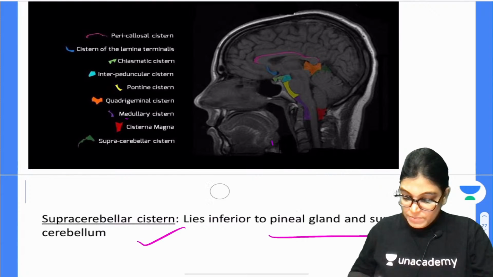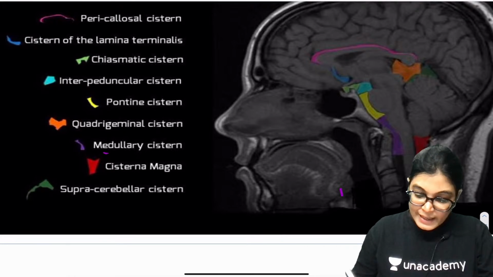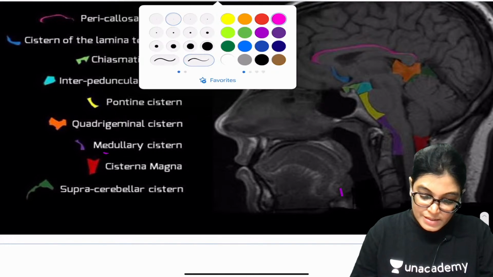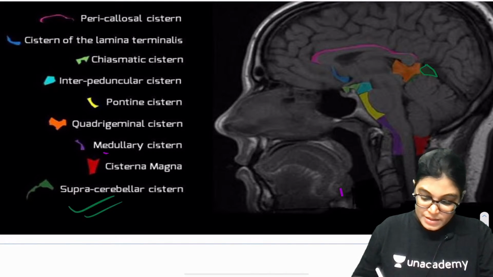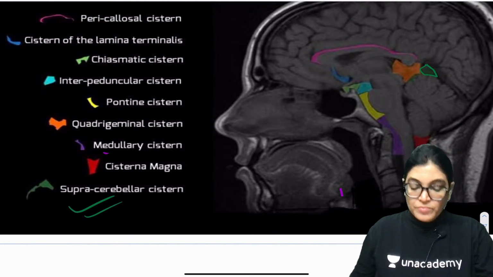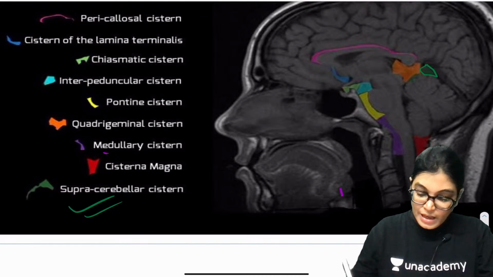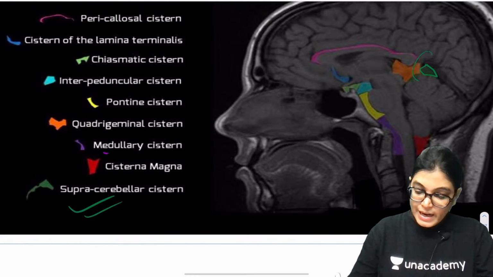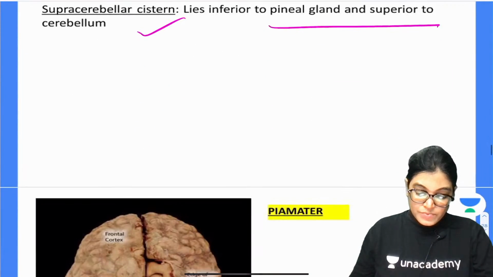Okay. So, let me just show you again. I would like to highlight this diagram. Exactly, the supracerebellar cistern is this one, and this is exactly located in relation to the posterior boundary of the third ventricle, superior aspect. So, this is exactly the location of the supracerebellar cistern. Done? So, yes, we have done with this.